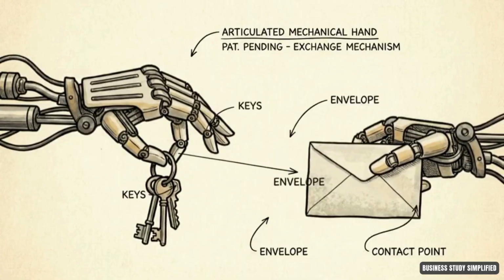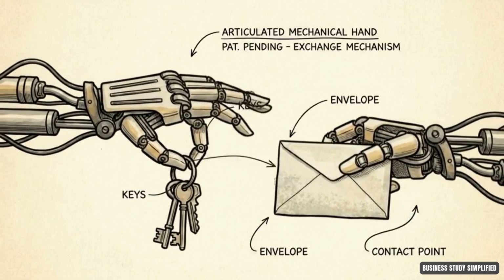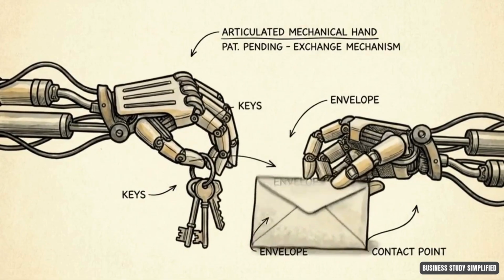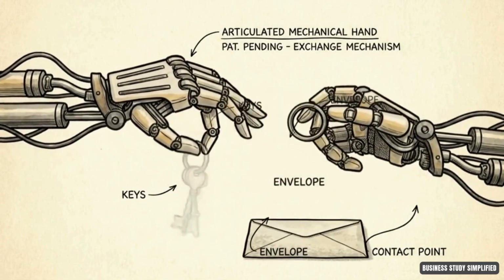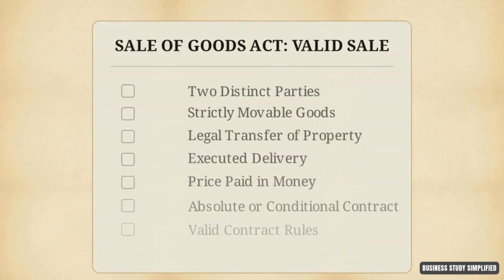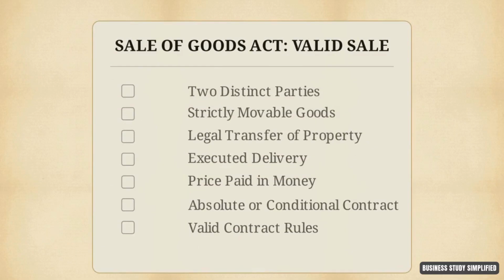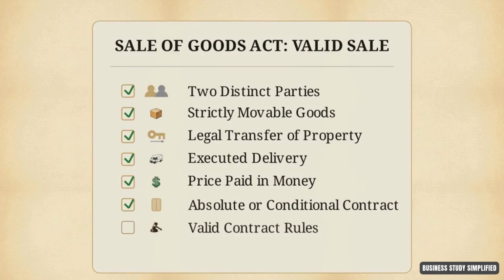At its core, commercial law defines a transaction through a highly specific mechanism, the transfer of ownership of movable property in exchange for a price. This mechanism only functions when 7 essential legal elements are present. According to the Sale of Goods Act, a valid sale requires 2 distinct parties, goods that are strictly movable, a legal transfer of property, executed delivery, a price paid in money, a defined contract type, whether absolute or conditional, and the satisfaction of standard valid contract rules.